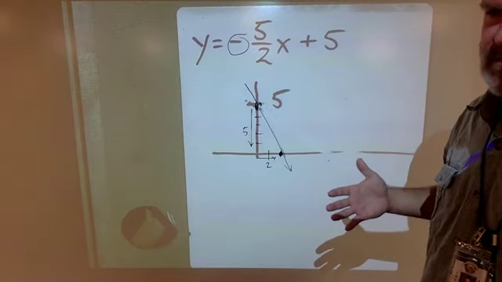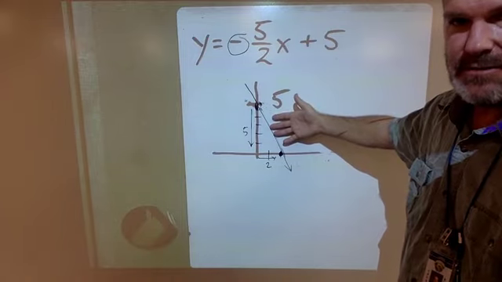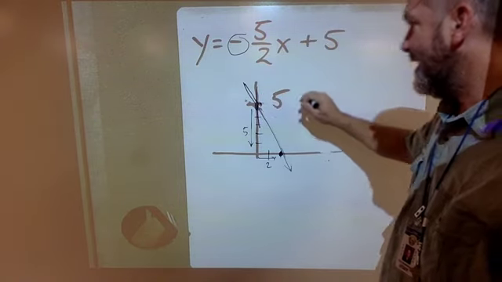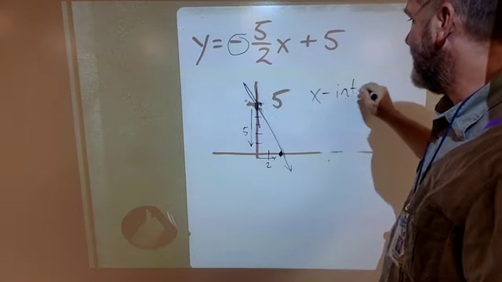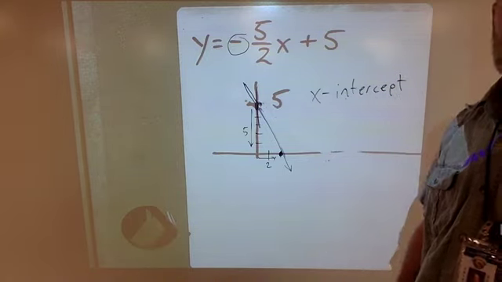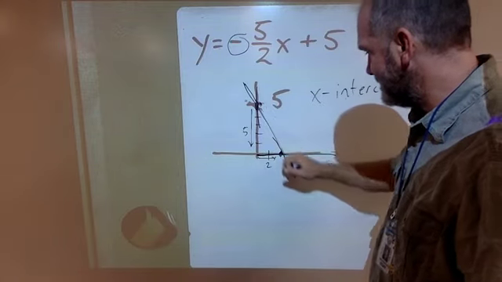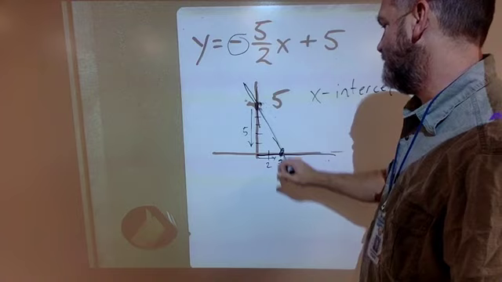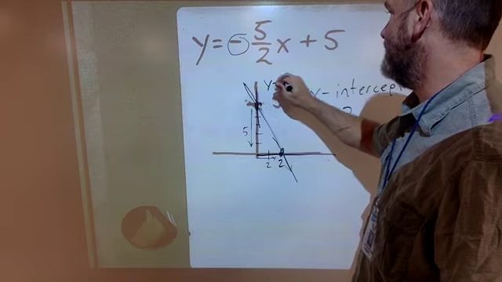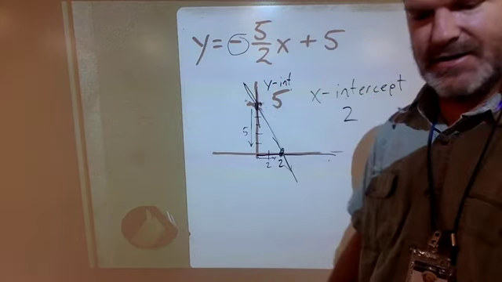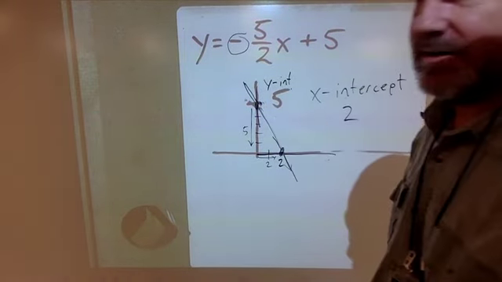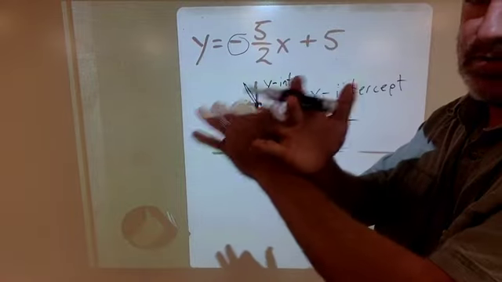Well, it's the same concept as the y-intercept. What's the y-intercept in this one? It's the point where the line crosses the y-axis right here, 5. So the x-intercept, you could probably imagine or already know, is where the line crosses the x-axis. So where does the line cross the x-axis? Right here at 2. So the x-intercept is 2 in this one. The y-intercept is 5. And that's it, people. That's all you got to do to find the x-intercept. Where is the point on the x-axis that the line intersects it? You guys should be able to find the point where two lines cross.